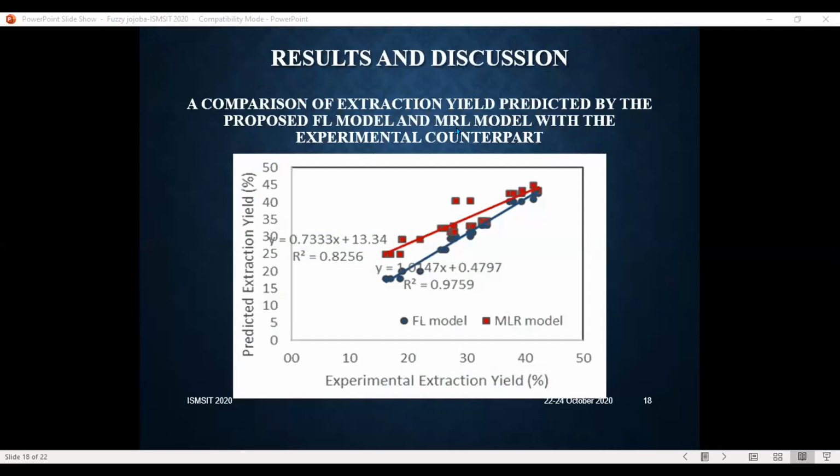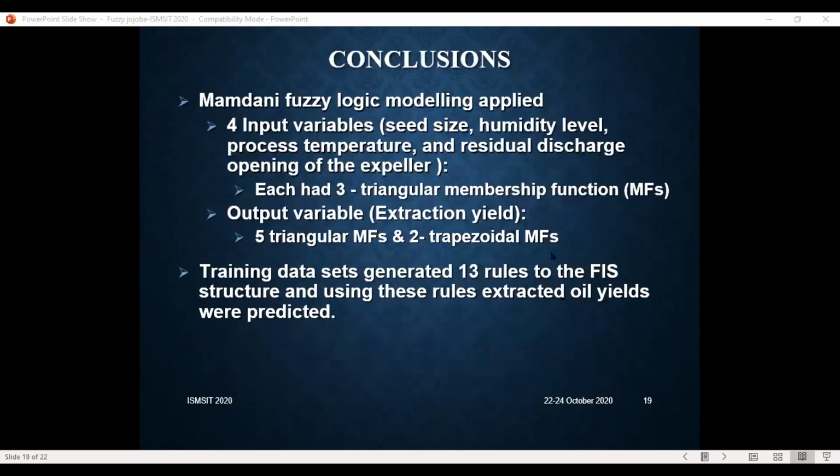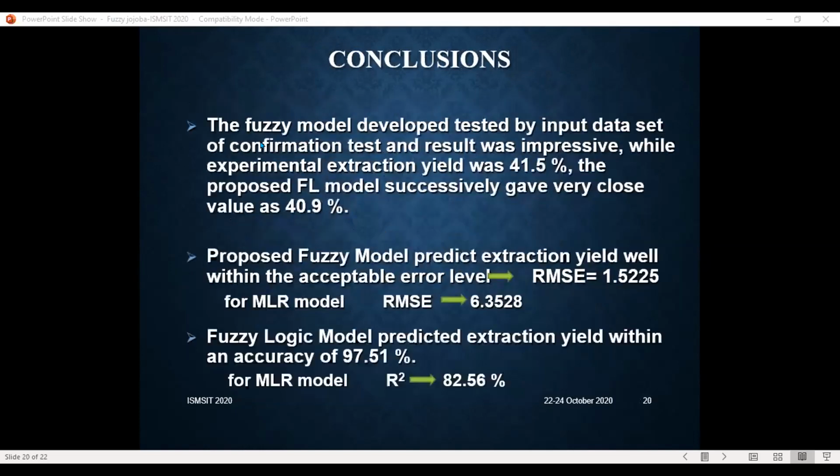So the comparison of the extraction yield predicted by the proposed model and multiple linear regression gives us an R square value of almost 98%, while the best multiple linear regression model can do is 82% regression of the experimental processes. It is included also, what we call our test value.